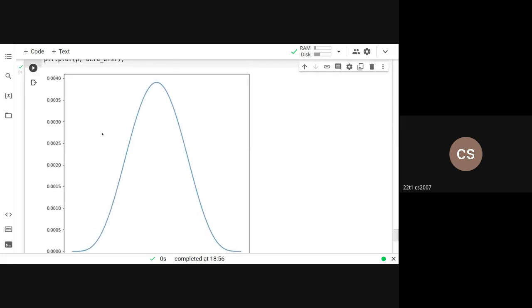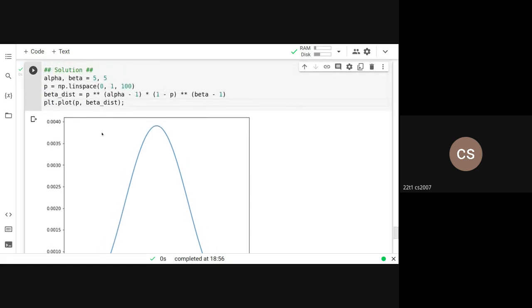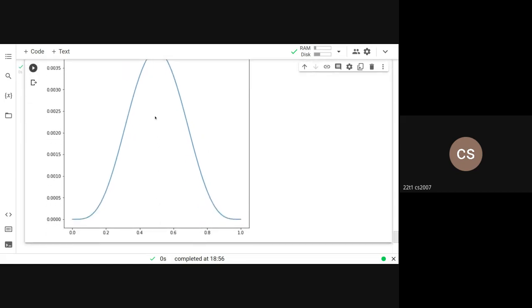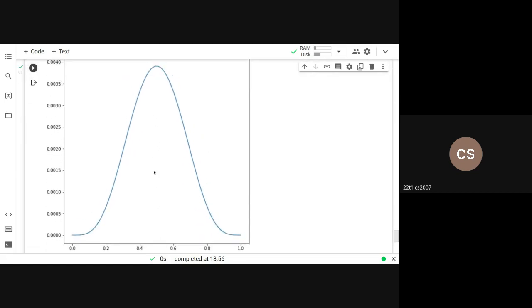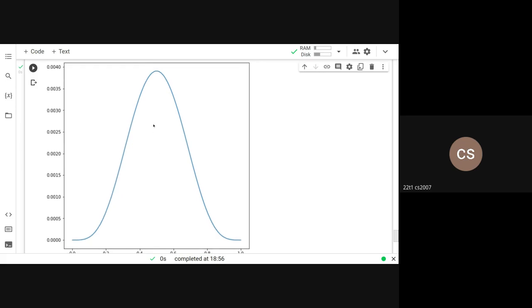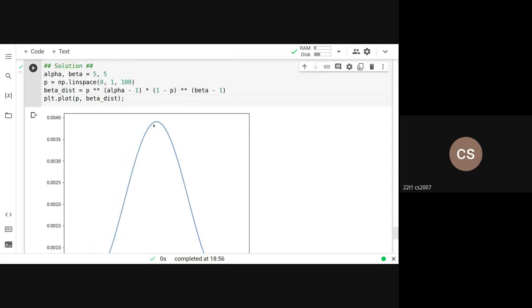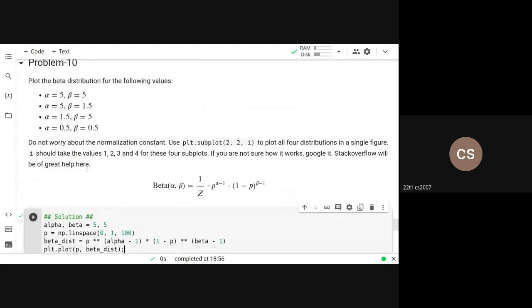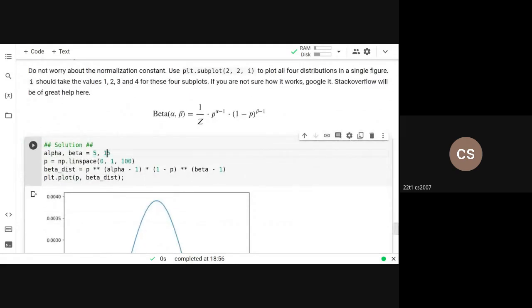Okay, so this is kind of expected because alpha and beta are equal. Alpha and beta are equal, so it's bang in the center. If you look at the maximum value, it is at 0.5. Okay, so now let's change this to alpha equal to 5 and beta equal to 1.5.